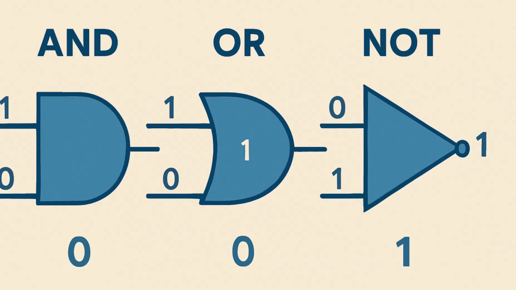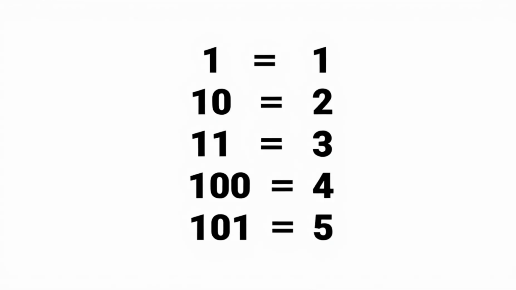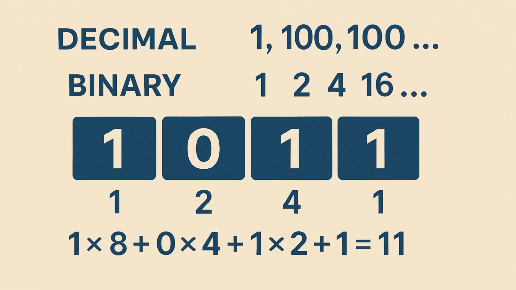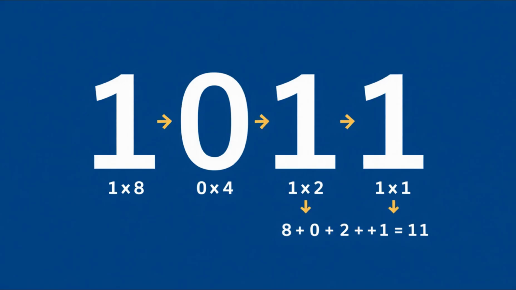Binary is also mathematically elegant. Using just two digits, we can represent any number through the binary number system, perform any calculation, and encode any type of information. In binary counting, each position represents a power of 2 rather than the powers of 10 in our decimal system. So while decimal positions represent 1, 10, 100, and so on, binary positions represent 1, 2, 4, 8, 16, and so on. For example, the binary number 1011 means 1 times 8 plus 0 times 4 plus 1 times 2 plus 1 times 1 equals 11 in decimal. Even though it can seem inefficient, binary numbers get long quickly. The simplicity and reliability of two-state systems make binary the perfect foundation for computing.